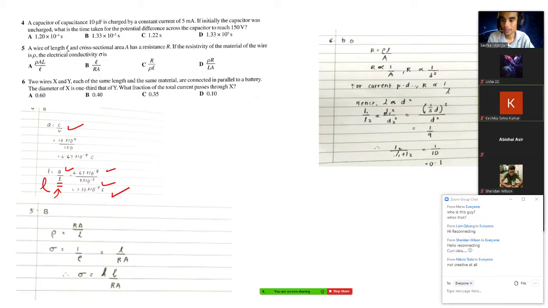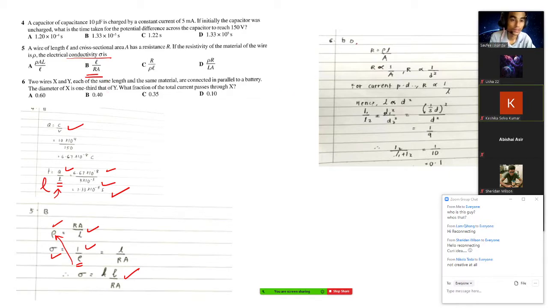Okay, number 5. A wire of length L and cross-sectional area A has resistance R. If the resistivity of the metal wire is rho, what is the electrical conductivity? So rho equals RA over L. This is correct. Sigma is 1 over rho, which equals L over RA. So sigma equals L over RA. The answer for number 5 is B. This is correct.